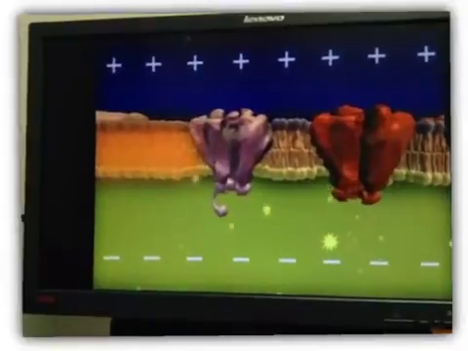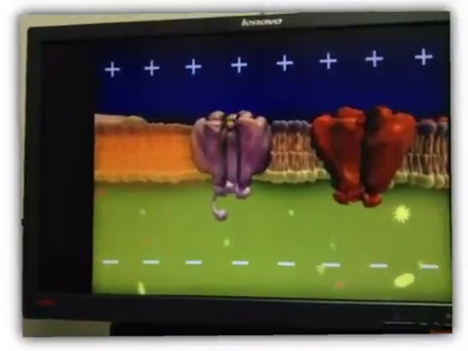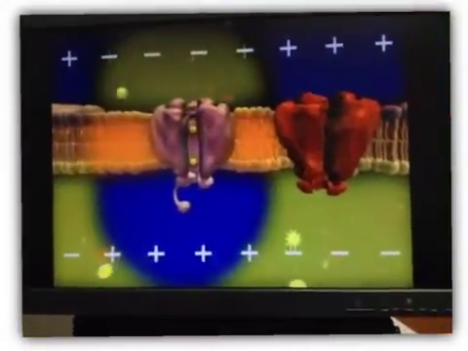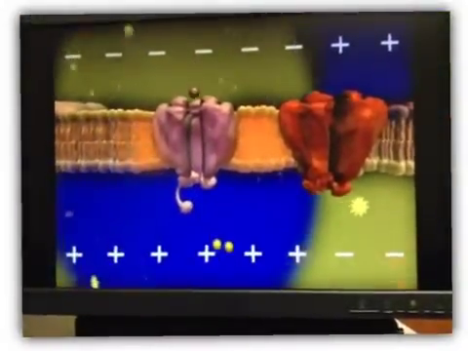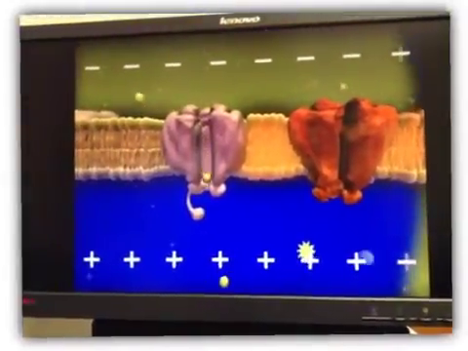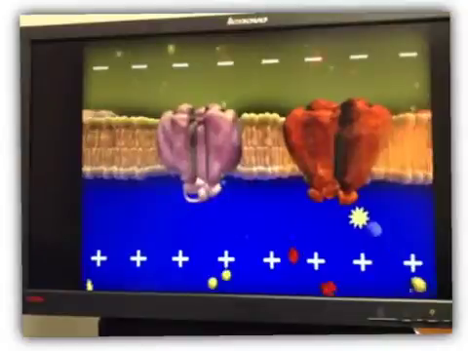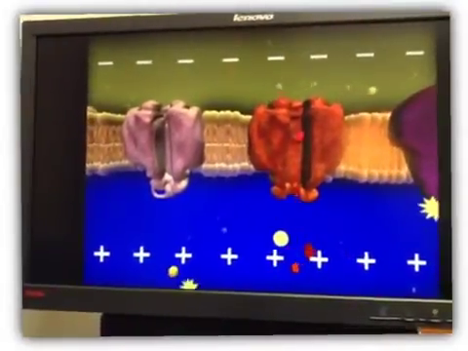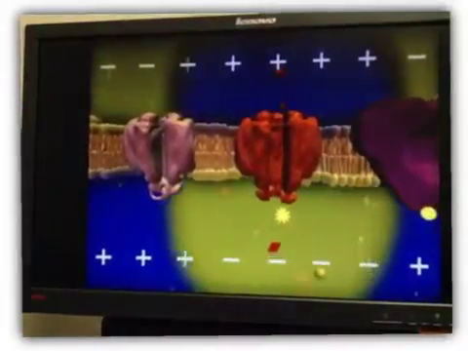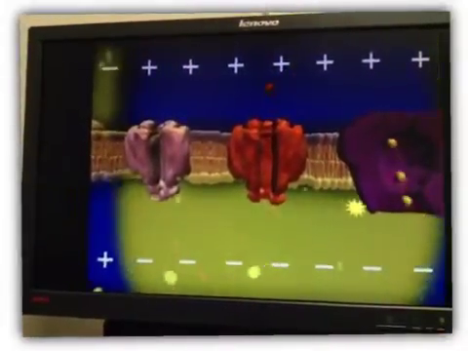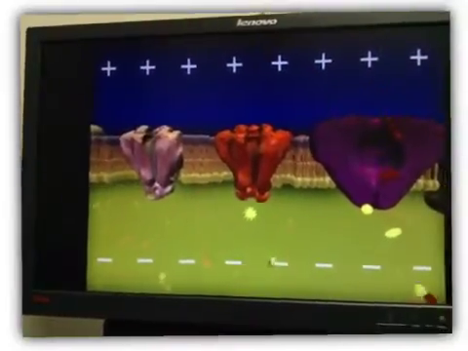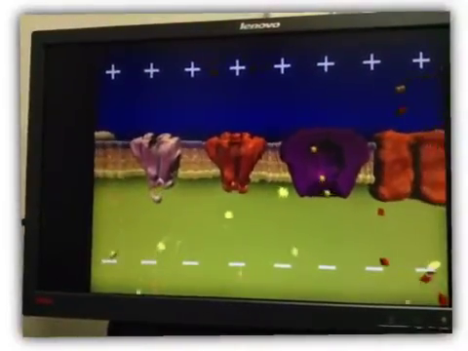The gated sodium channels open. Movement of sodium ions across the membrane makes the inside of the cell more positive. This reversal of the charge distribution causes the gated sodium channels to close and the gated potassium channels to open. As potassium ions move out of the cell, the original charge difference is re-established across the membrane, closing the gated potassium channels. This sequence of events is called an action potential.